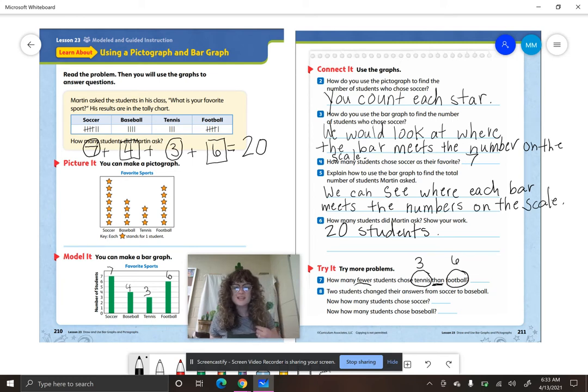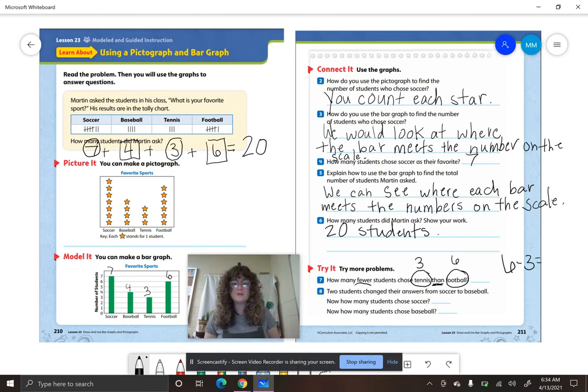So I'm needing to make a subtraction problem because I do have fewer students that chose tennis. How am I going to use these numbers to make a subtraction problem? What am I going to start with? I'm going to start with 6. 6 is my greatest number. And I can't start with 3 because if I have 3, I cannot take away 6. So 6 is our whole. We're taking away the part that both numbers have, right? We have 3 in the number 6.